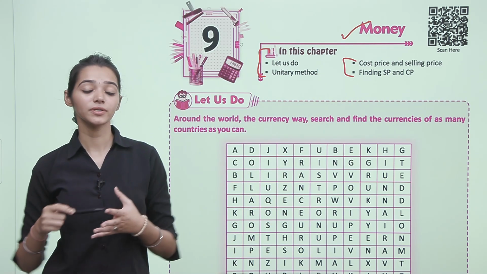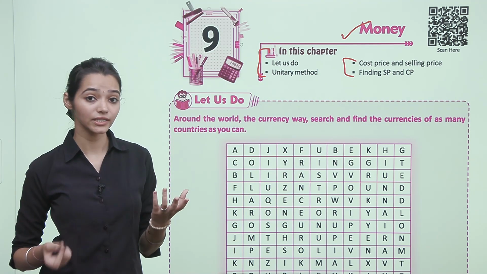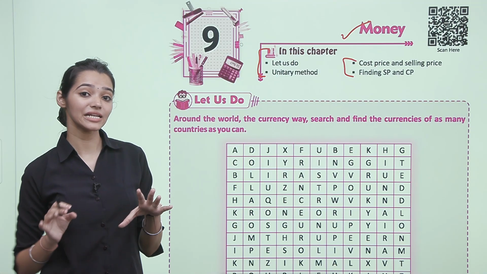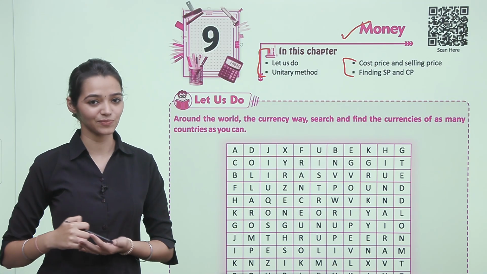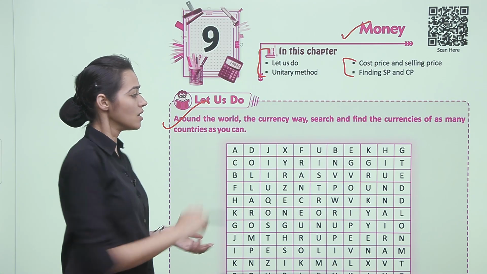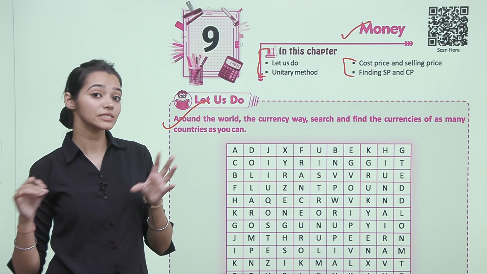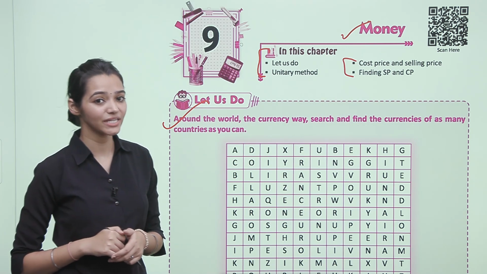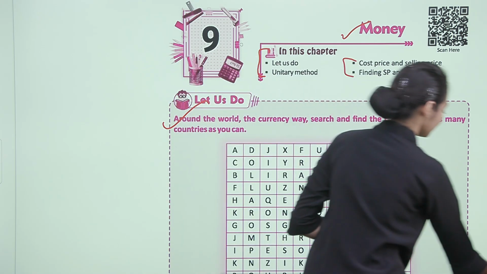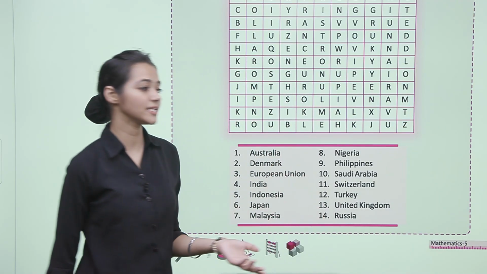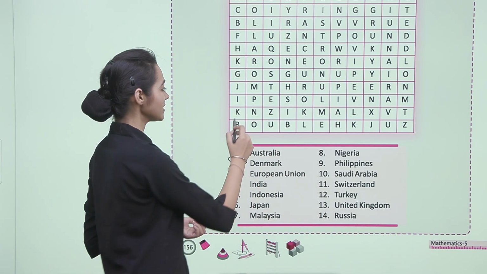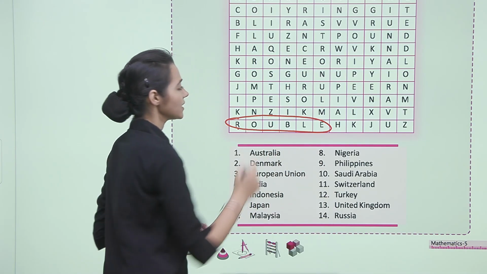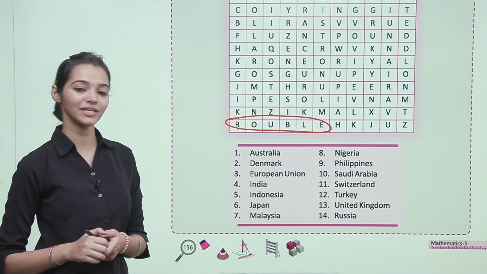Now in this chapter we will learn about what we have learned earlier: the unitary method, cost price, selling price, and how to find the SP and CP. Now let's start with Around the World, the currency way. Search and find the currencies of as many countries as you can. So here we have to find the currency of respective countries. So here is our currency, ruble. That's how you have to complete the remaining ones.